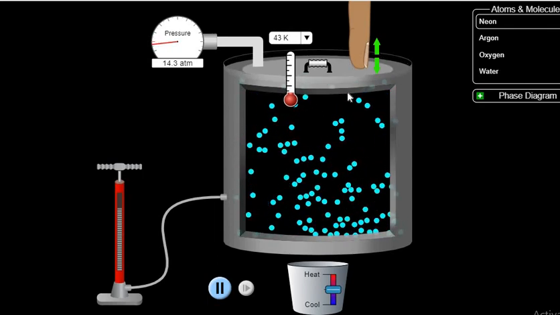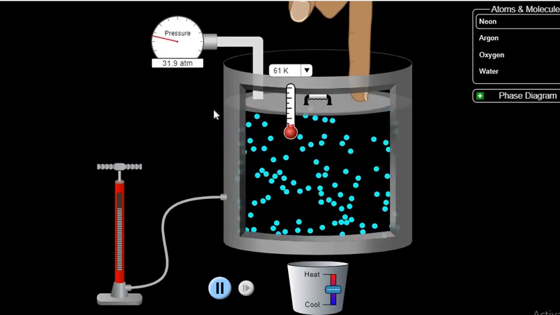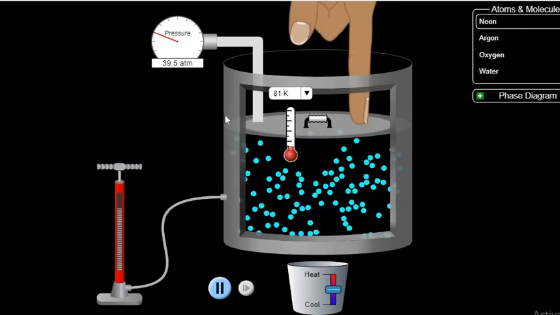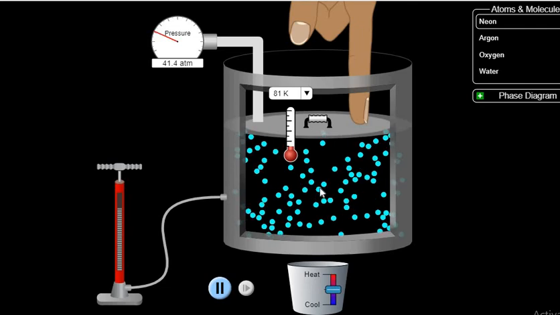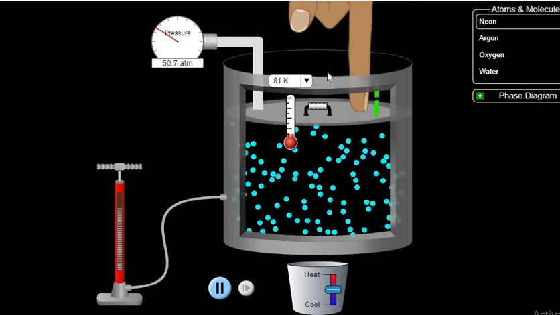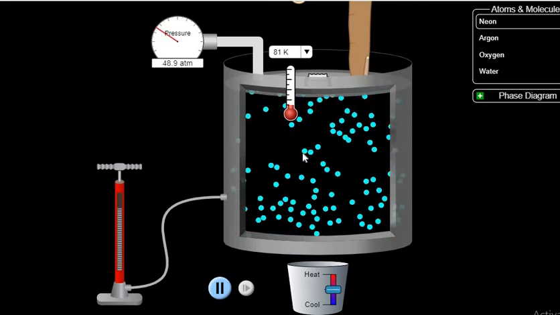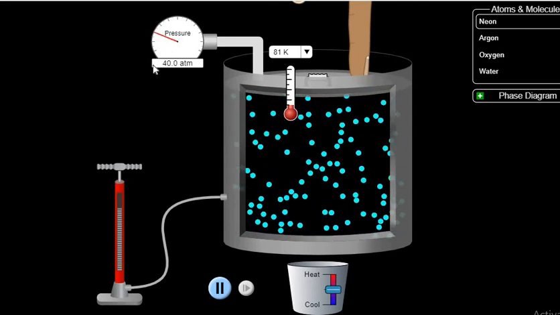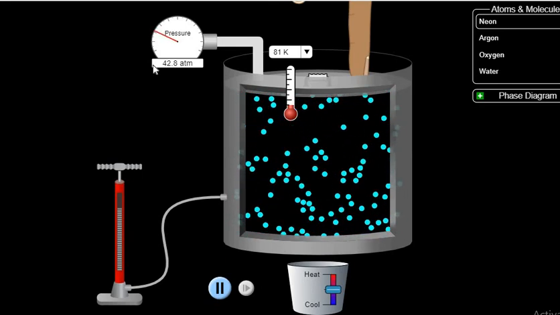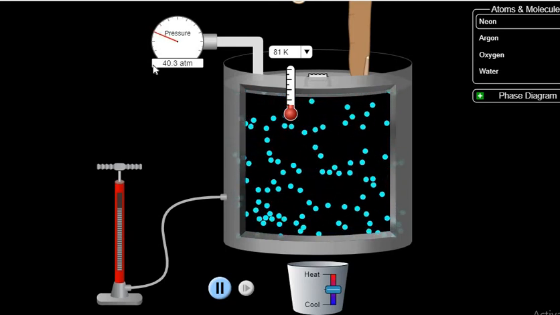So if I decrease the volume, the space between particles will decrease and the pressure will increase. If I increase the volume, look, the space between particles increases and that makes the pressure decrease. So the space between particles increases when we increase the volume and the pressure will decrease when I increase the volume.